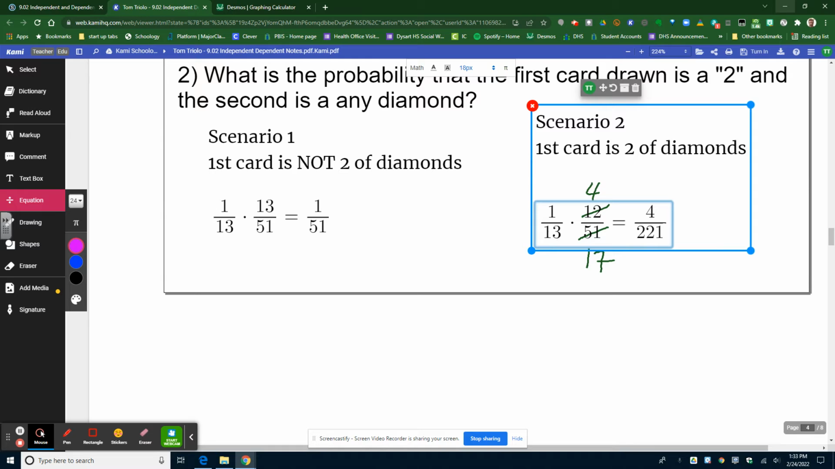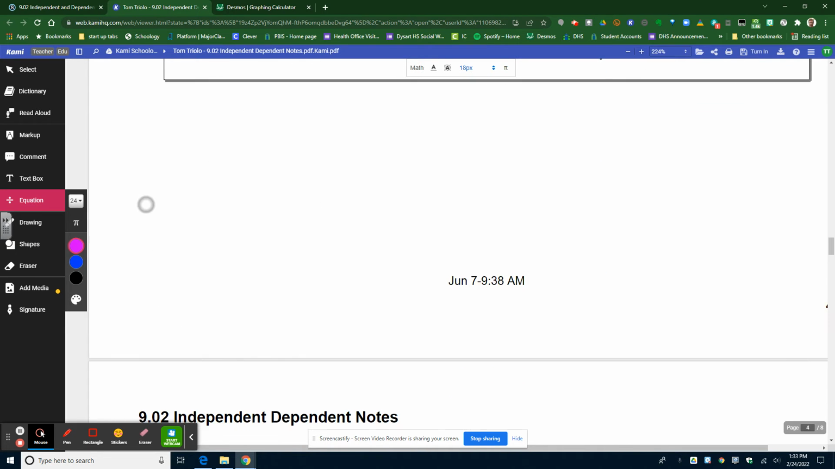I don't like that. What's that? How was that one 12? Because I have a 2 of diamonds in my hand. How many diamonds are left? I took 1 away from 13. I only have 12 left. Okay. All right.